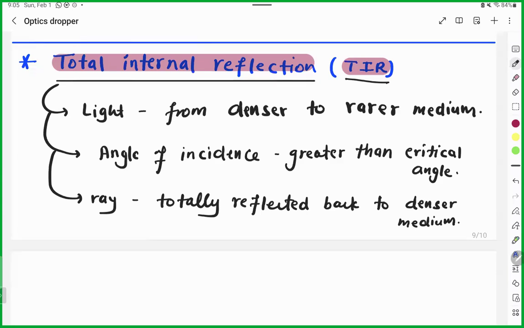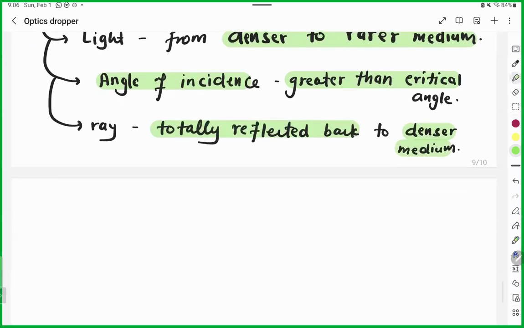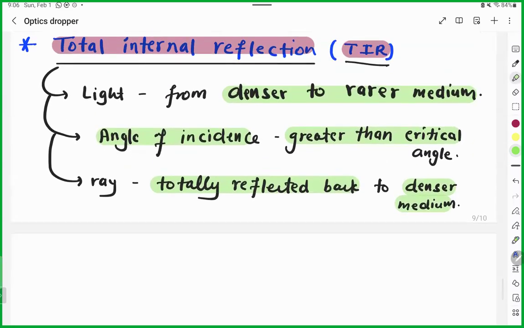Got it? These are the three important points. From denser to rarer medium, the angle of incidence should be greater than the critical angle, and there will be total reflection in the denser medium only. Okay, you wrote everything.